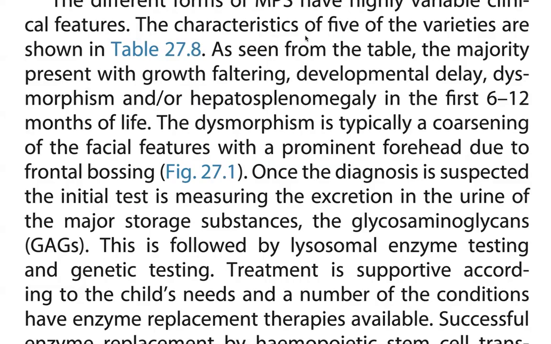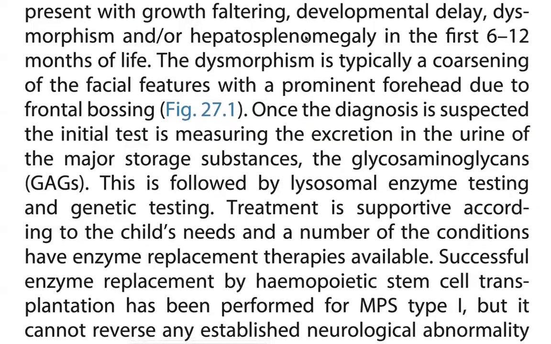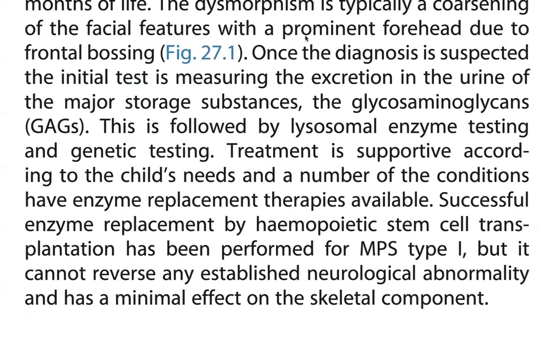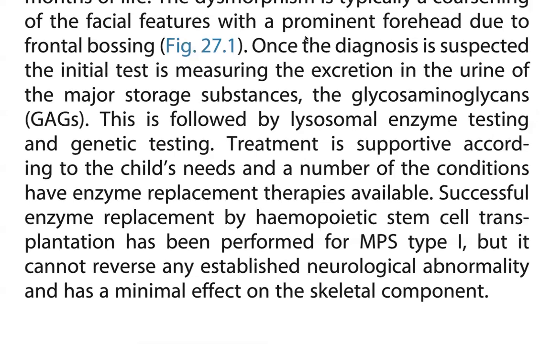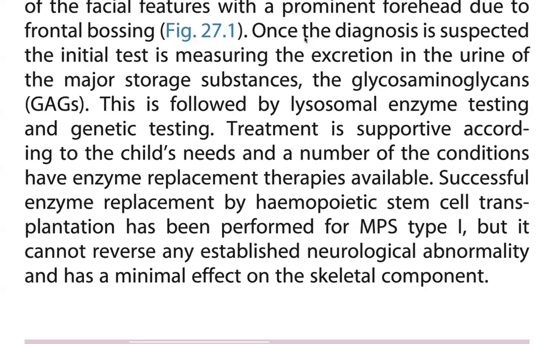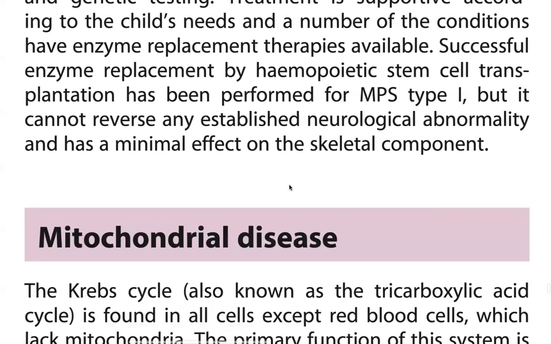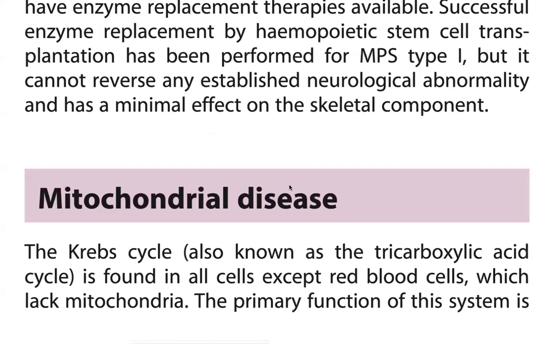Dysmorphism is typically a coarsening of the facial features and a prominent forehead due to frontal bossing. Once the diagnosis is suspected, the initial test is measuring the excretion in the urine of the major storage substances, the GAGs. This is followed by lysosomal enzyme testing and genetic testing. Treatment is supportive according to the child's needs, and a number of the conditions have enzyme replacement therapies available. Successful enzyme replacement by hematopoietic stem cell transplantation has been performed for MPS type 1, but it cannot reverse established neurological abnormality and has a minimal effect on the skeletal component.